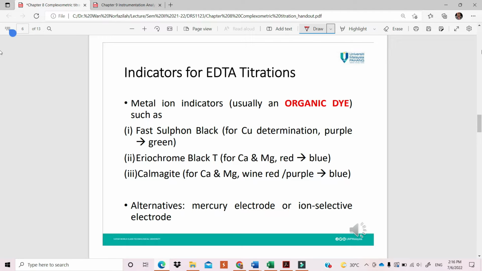Okay, and the color change is different. For Eriochrome Black T, it is red to blue, while calmagite, sometimes we see it as wine red, sometimes we see it as purple. Okay, ini faktor cahaya lah, and it turns to blue.